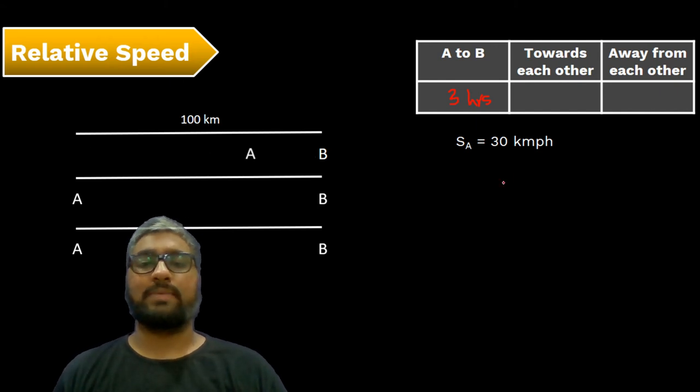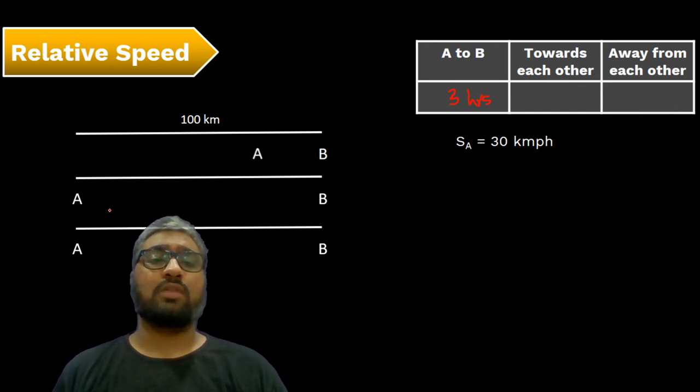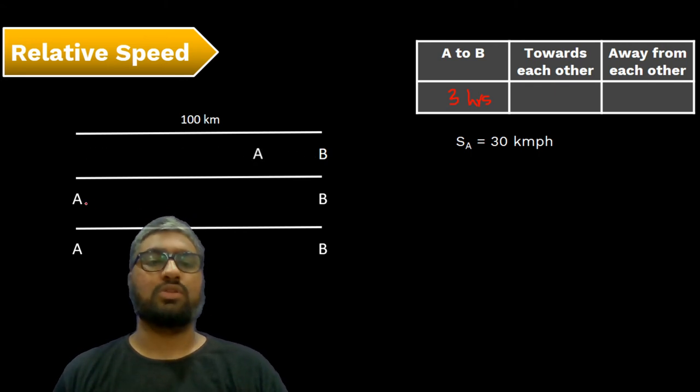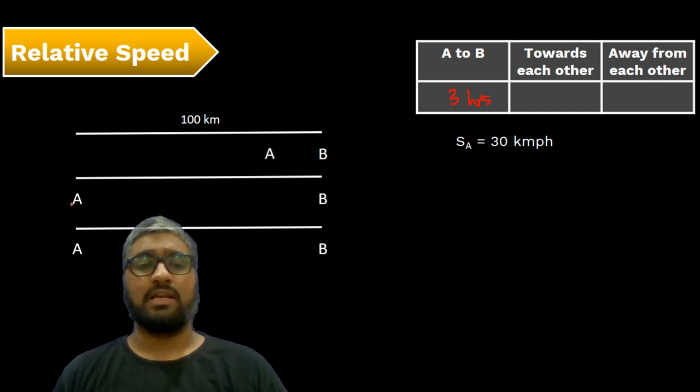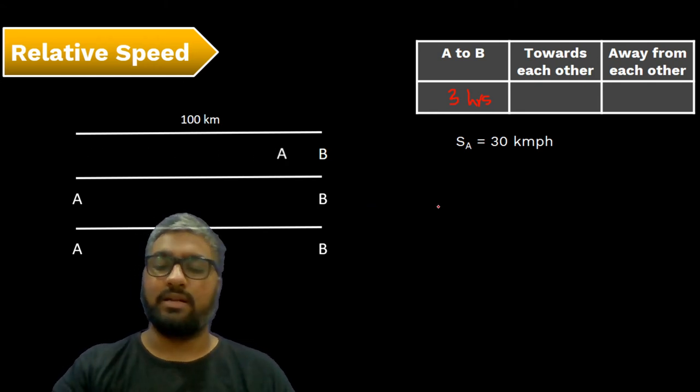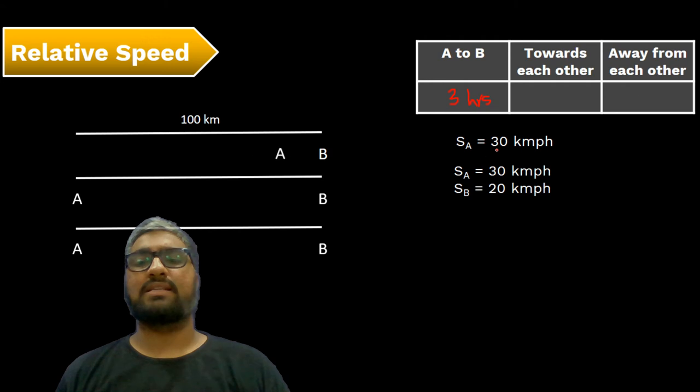Now the second situation is what? That A does not want to travel the whole 100 kilometers individually. He does not want to cover the entire 100 kilometers by himself. So he's asking B also to come along, which means A and B would now be meeting somewhere in the middle. So if A's speed is 30 and B's speed is 20 kilometers per hour.